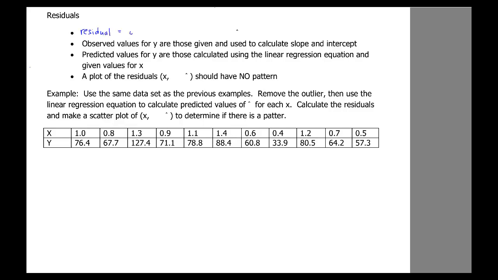So a residual is your observed value of y, which is from your data set, minus the predicted y, which is when you plug x into your equation. And we can use just a plain y for the observed y, so we could also just say that this is y minus y hat. So y hat would be the predicted y.